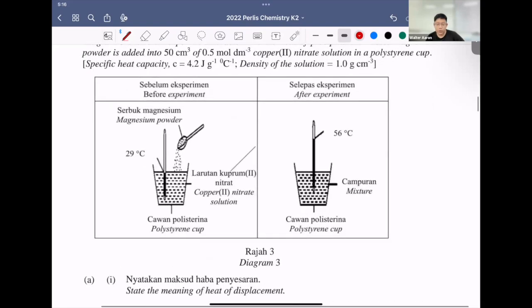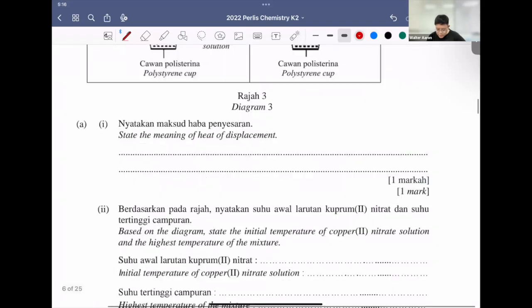So here, before the experiment is done, the initial temperature is 29. And after the reaction is completed, the temperature is 56 degrees Celsius, which shows you that there's an increment of temperature, and also the fact that this is actually an exothermic reaction. Okay, so let's take a look at the next question.